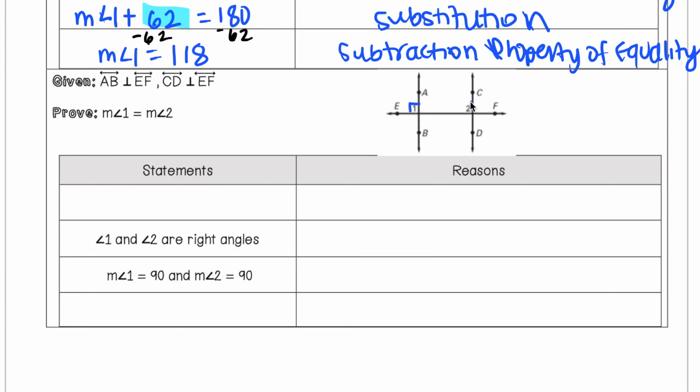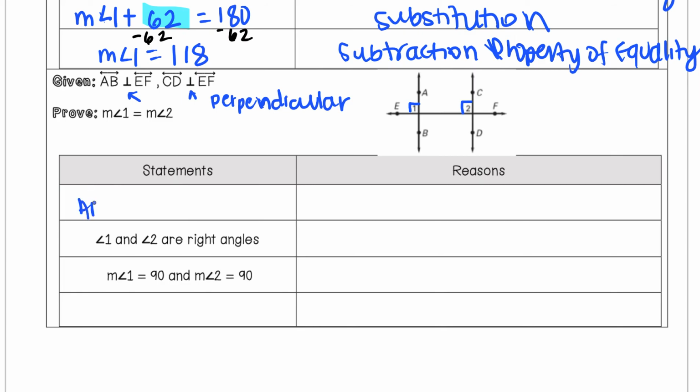I also know the same thing about line CD and line EF. So this symbol here, this kind of upside down T, we haven't seen it yet, but it does mean that these lines will be perpendicular. And when lines are perpendicular, we know that they intersect at right angles. So that's our given information.